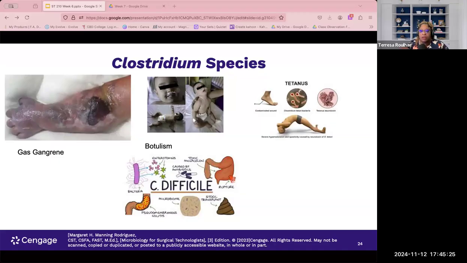Now, this species, they're very powerful pathogens due to their ability to form endospores, produce toxins, and grow rapidly in anaerobic environments. They are responsible for several significant diseases, including the ones that you see: gas gangrene, botulism, tetanus, and colitis. That means we have to understand these because they're going to diagnose and they're going to treat these diseases that they cause.